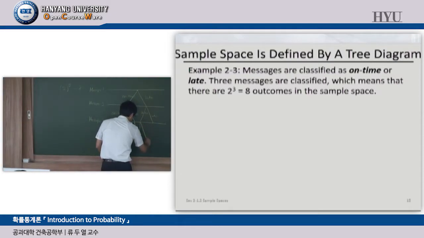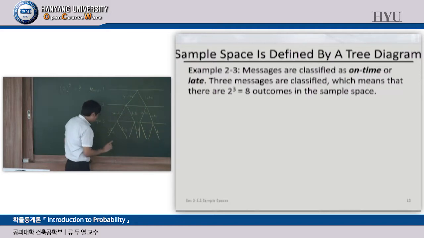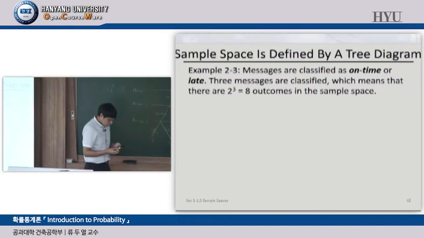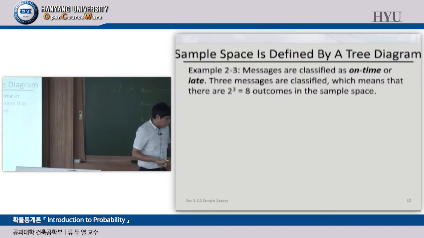And this is on time, this is late. And this is on time, and this is late, right? So finally, the total number of outcomes will be 1, 2, 3, 4, 5, 6, 7. Right? So you can obtain the total number of outcomes based on this tree diagram. And this is called the tree diagram, okay?